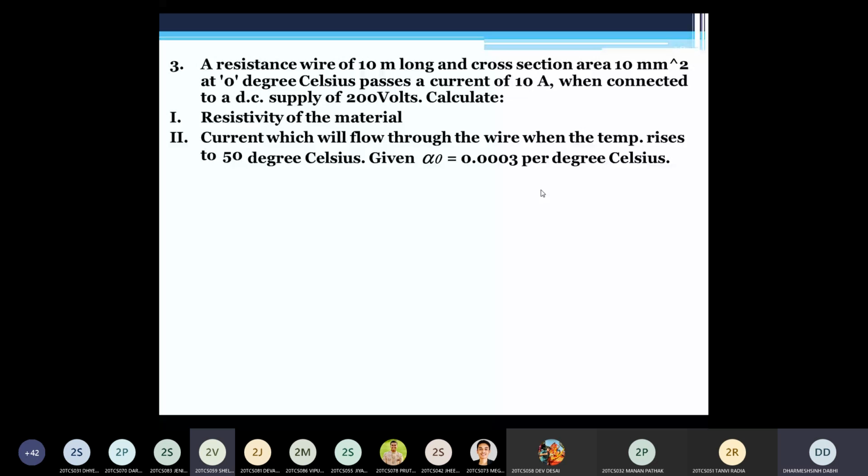Sir, do we have to convert this Celsius into Kelvin? Yeah, there is no requirement here. Okay.